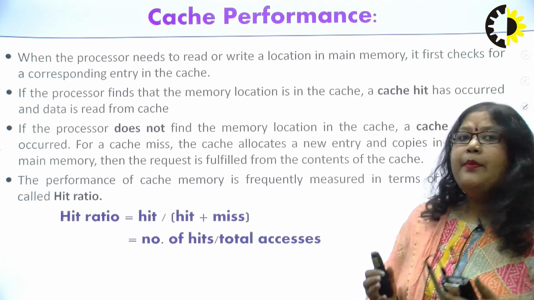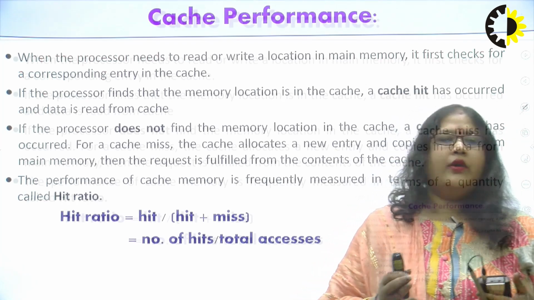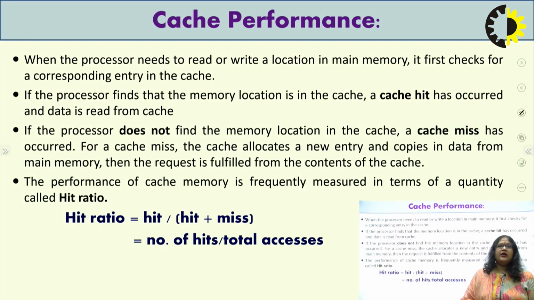Now, when the processor needs to write or read a location in main memory, it first checks for the corresponding entry in the cache. If the processor finds that the memory location is in the cache, a cache hit has occurred. That is known as a cache hit. If the processor does not find the memory location in the cache, it is known as a cache miss. So basically there are two types of outcome: cache hit or cache miss.